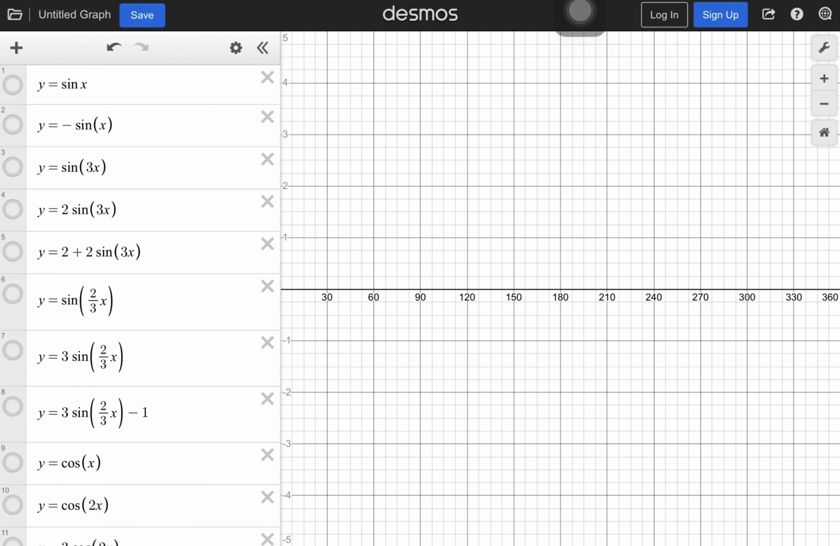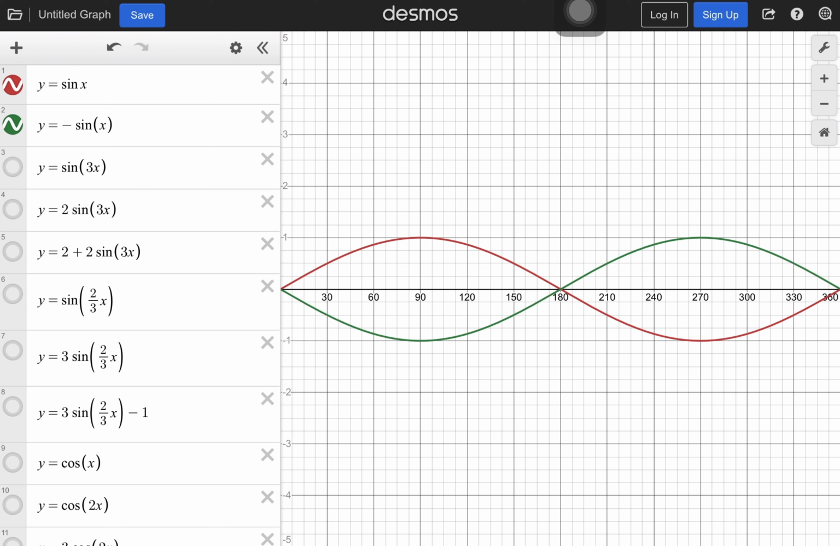Let's begin with the basic function y equals sine x. This is the standard sine graph. It has amplitude 1, period 360 degrees or 2 pi, and it oscillates between -1 and 1. Now compare it with y equals negative sine x. This graph is reflected across the x-axis.